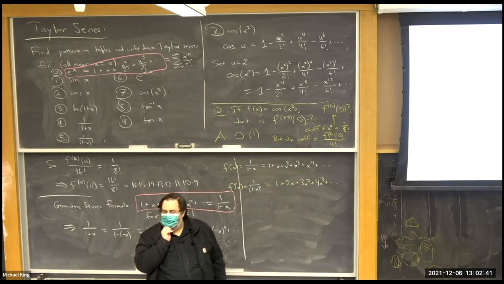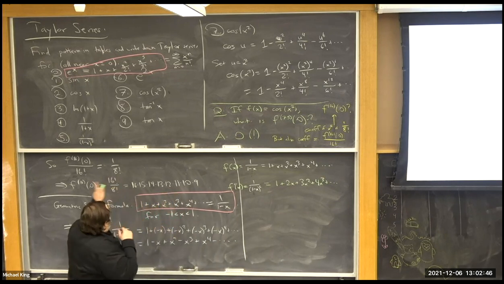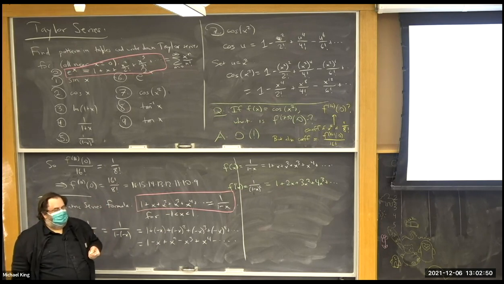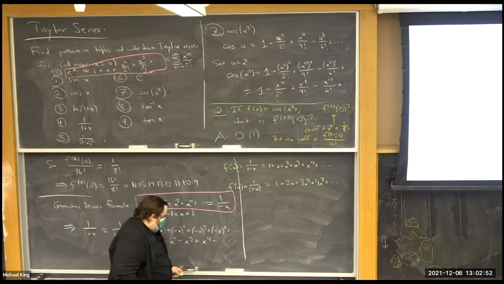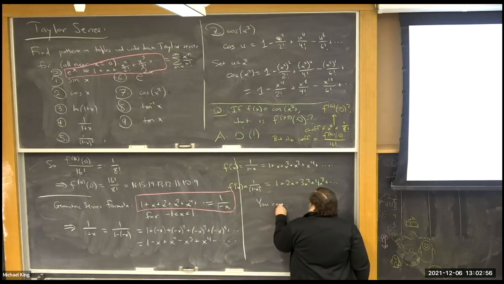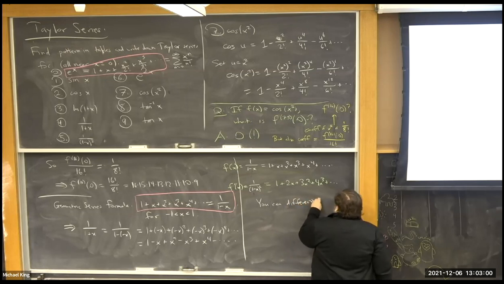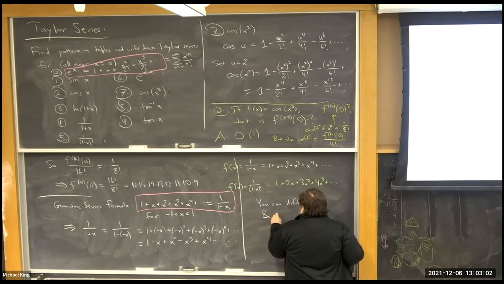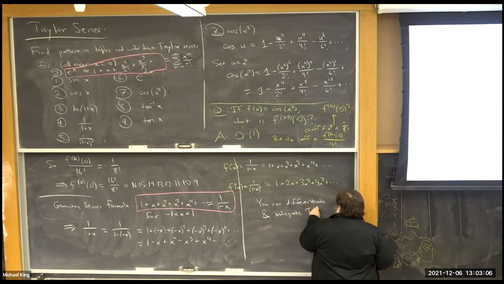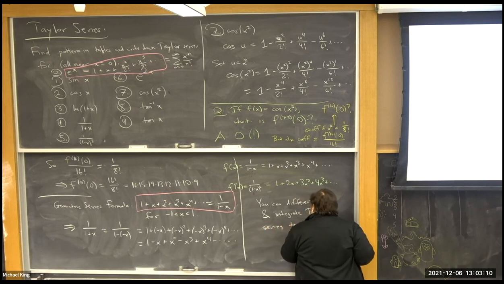That's from the table. So basically my point is, there's a few functions you should know, and then otherwise you should try to bypass the tables and just use them. So basically what I want to say is you can differentiate and actually integrate. This is a big thing. Taylor series, term by term.